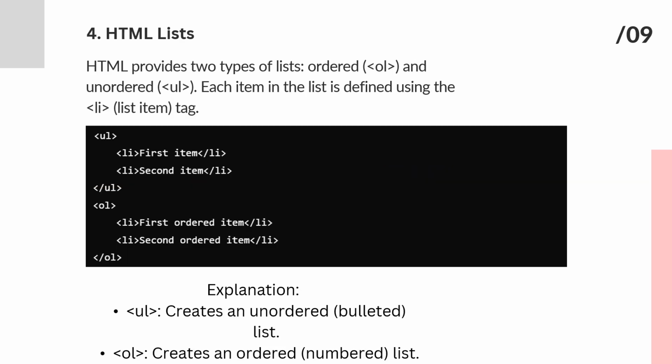HTML lists. HTML provides two types of list, ordered and unordered. Each item in the list is defined using the li tag. So if you want to create an ordered list, you can use this. I also put the example of this. In this way you can use it. And if you want to create an unordered list, you can use this.